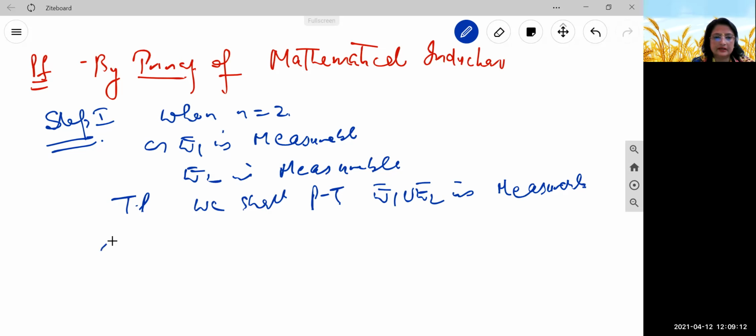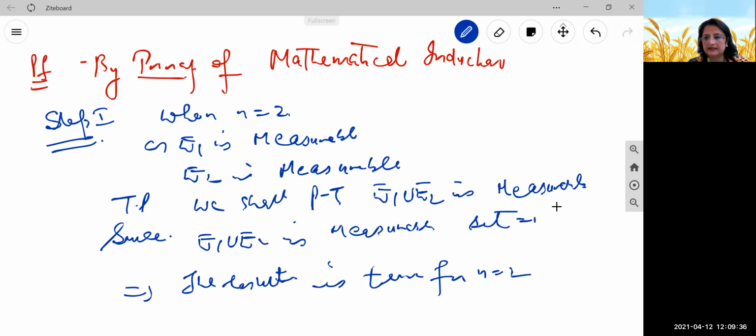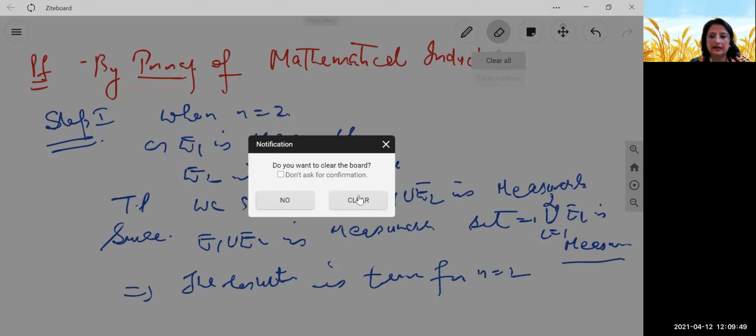So since you have to give the full proof, since E1 union E2 is measurable set, it implies the result is true for n is equal to 2. It implies, here you can write union i running from 1 to 2, Ei is measurable. All right, this is done for n is equal to 2. Now we will do it for n is equal to k, we will carry on.